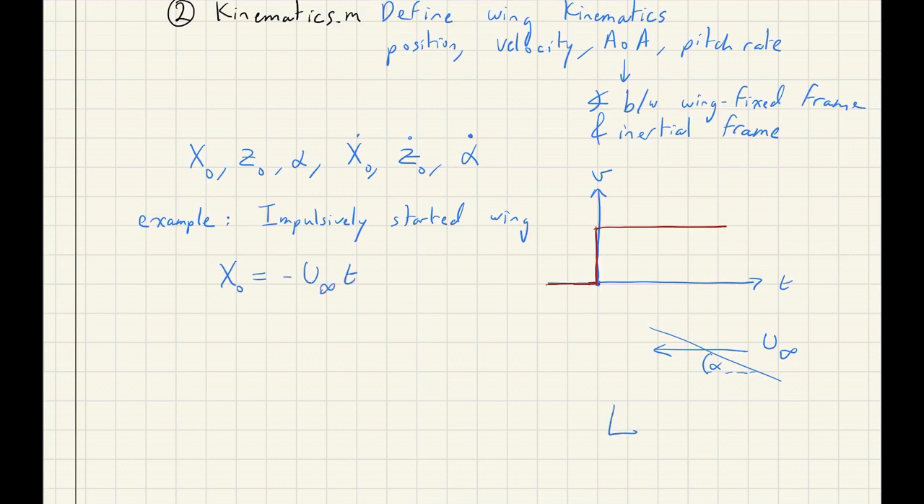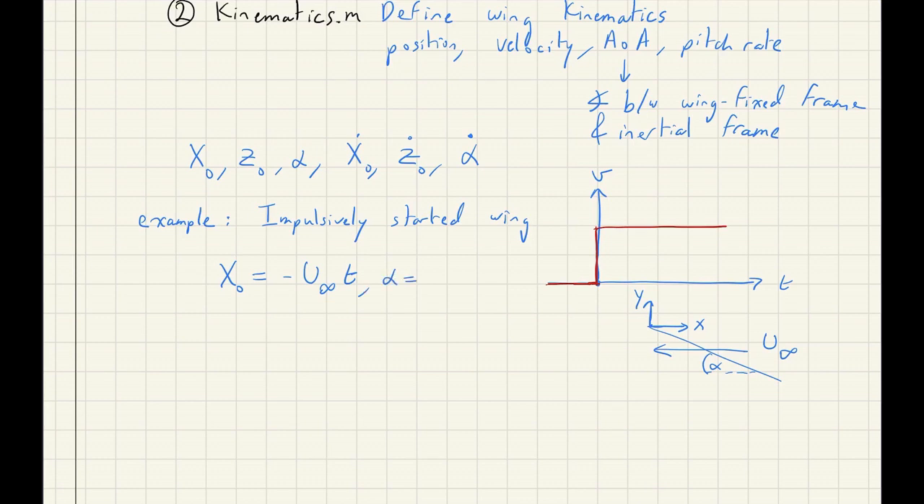because if this is your inertial axis, let's say we are defining our inertial axis here, which is something you can perfectly do. You don't have to have your inertial axis offset from your leading edge. You can have it right on the leading edge. So if this is your axis and your free stream velocity is U infinity to the left, that means your velocity vector is negative because it's going opposite to the x-axis, and your position is your velocity multiplied by time. So X0 is equal to minus U infinity t.